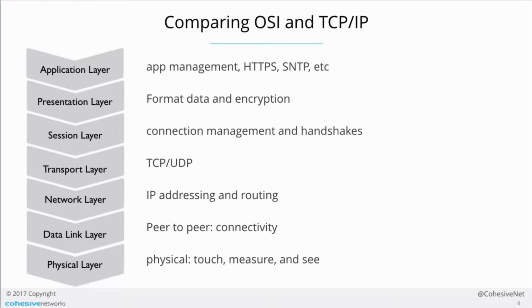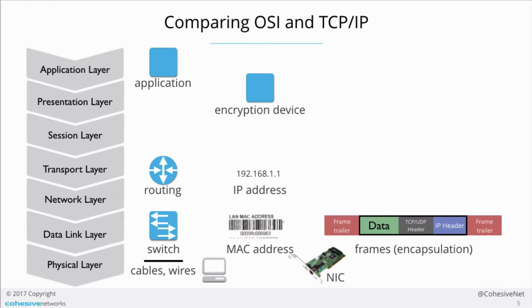Starting at the bottom is our obviously physical layer, where you can touch, measure, and see. Layer 2, data link layer, is peer-to-peer connectivity. Layer 3 is IP addressing. Layer 4 is transport, which is TCP/UDP. Layer 5 is connection management and handshakes. Layer 6 is presentation. This is where encryption happens. And layer 7 is the application layer where your apps actually live.